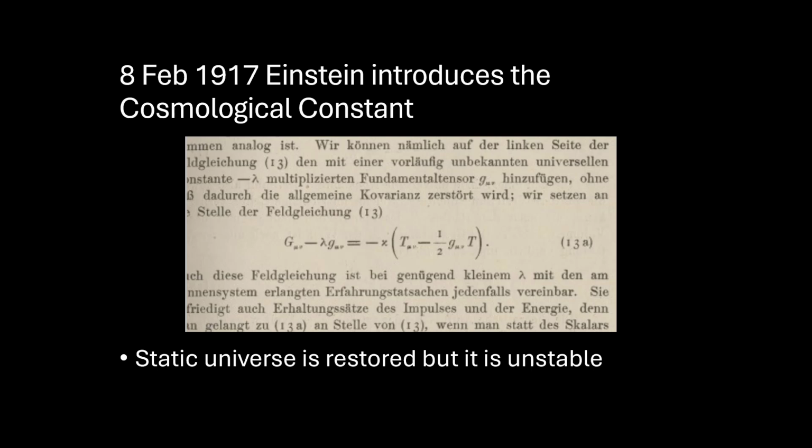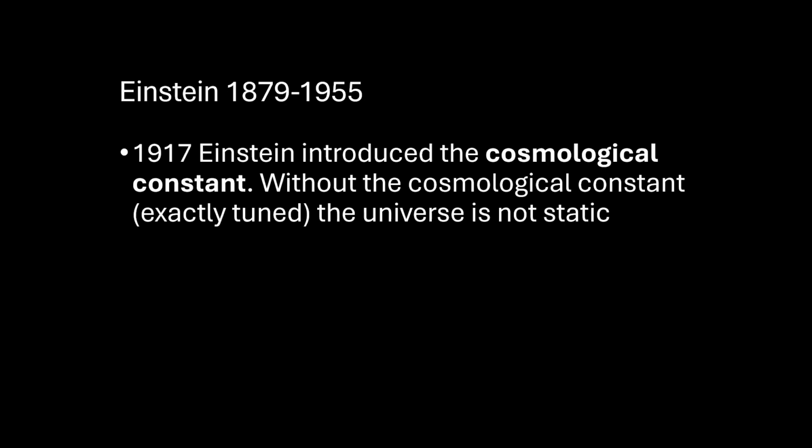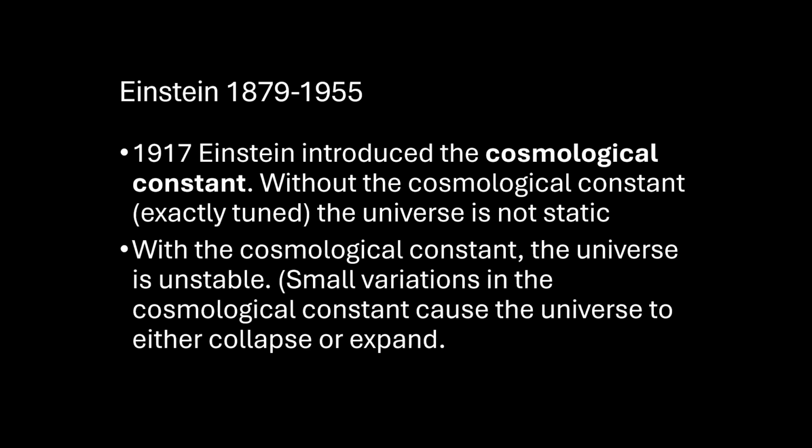So the static universe is restored, but there's just one problem. It's not stable. Any small variation in the value of that lambda will cause the universe to expand or contract. So this is great. Einstein was able to introduce this cosmological constant. Without it, the universe is not static. With the cosmological constant, the universe is unstable. And so you still have a problem. It's like trying to balance a pencil standing straight up on the palm of your hand. It's very hard to do.